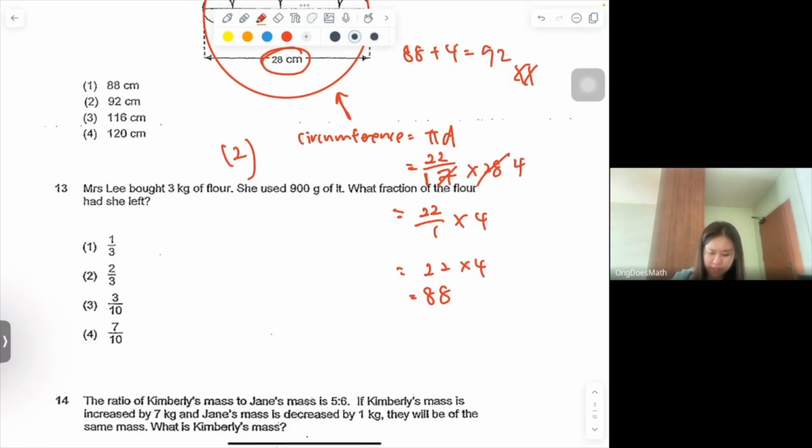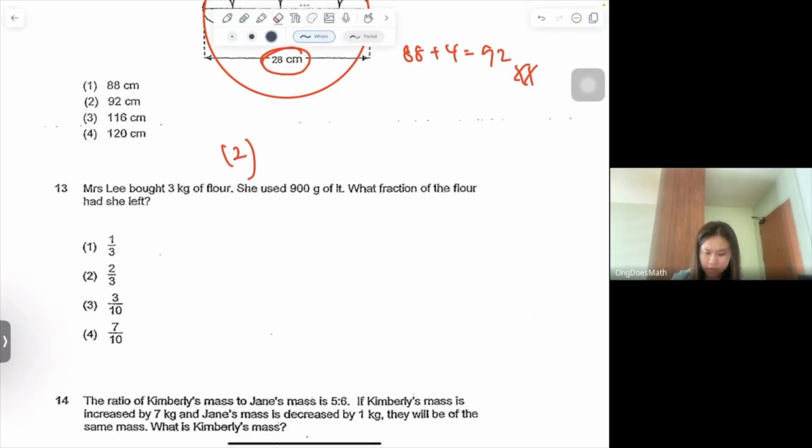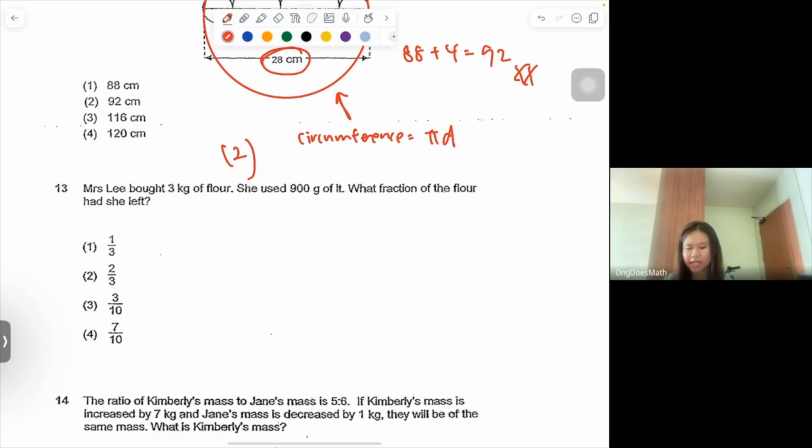Now we have question 13. We'll move on to question 13. Sorry, I'll just erase this part. Mrs. Lee bought 3 kg of flour. She used 900 grams of it. What fraction of the flour had she left?